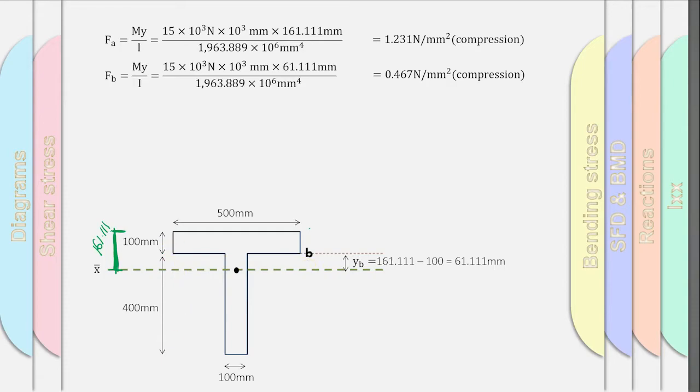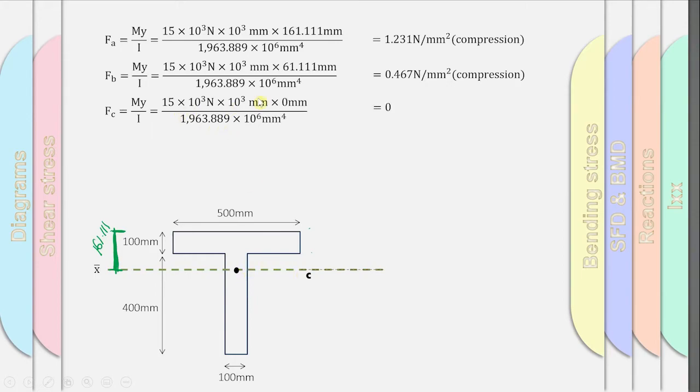And then we're going to look at point C. Point C is right at the centroid. The distance Y is 0 because your centroid is here, at point C, and the point is also at C. So there is no distance from the x-axis, so it is zero.